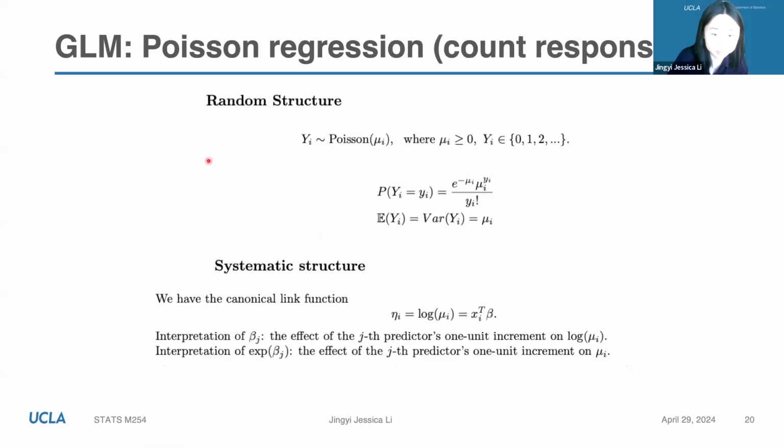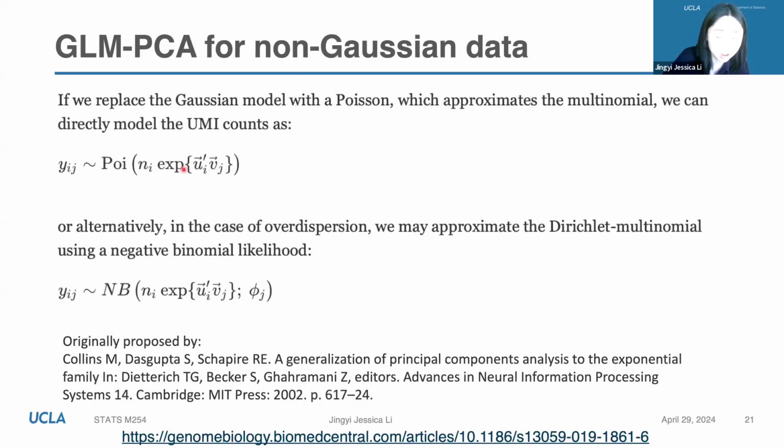So just like here, the log of the true value is the linear predictor. And here we have the log of the true value, which becomes u_i transpose v_j, because this exponential term represents the true value. So again, the idea is the same as the Gaussian. In the Gaussian case, we have Z_ij following a normal distribution with mean u_i transpose v_j.